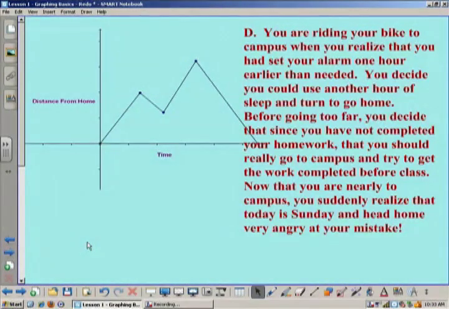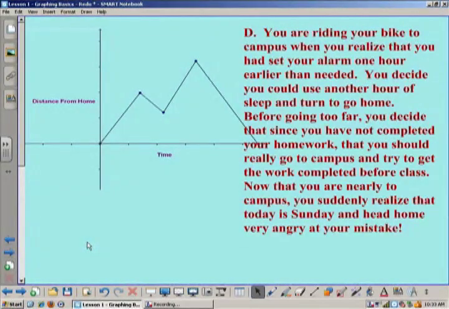But partway home, you decide, oh, I should go to the library and do some homework. So you turn to go back to campus to be that responsible student. And all of a sudden you realize, dang it, today is Sunday. And you head home, very angry at your mistake.